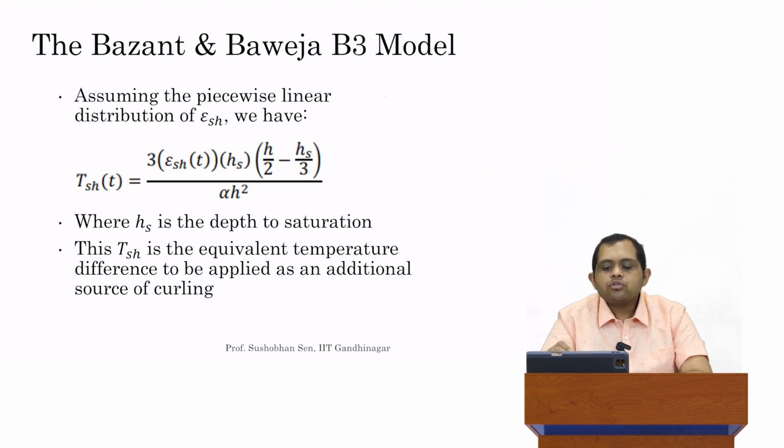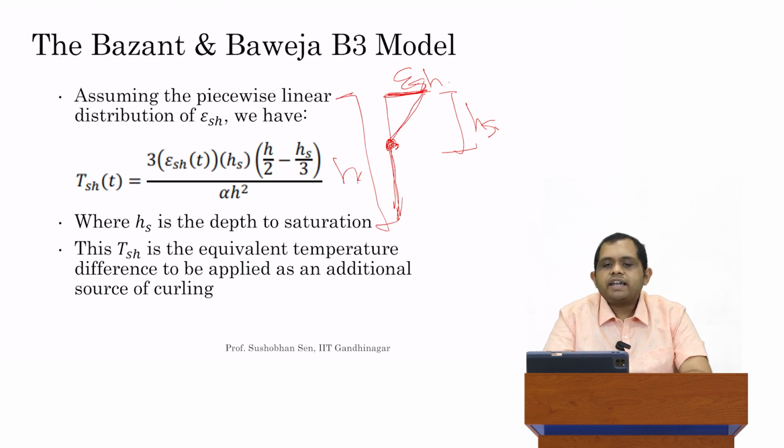Okay, now we'll do a detailed example in the next class, but if we can now calculate epsilon Sh, what Bazant and Baweja then assume is that this epsilon Sh is going to occur over this depth Sh, which is the shrinkage depth. So you have some epsilon Sh at the top. You have a value of 0 at Sh and below that. So this entire depth is H. And then you have a triangular distribution. So it's very important, assuming that it's a triangular distribution.